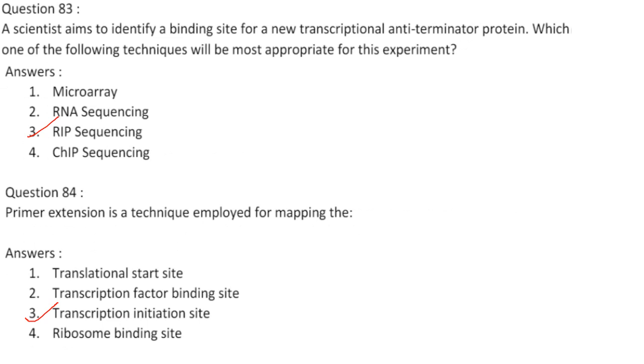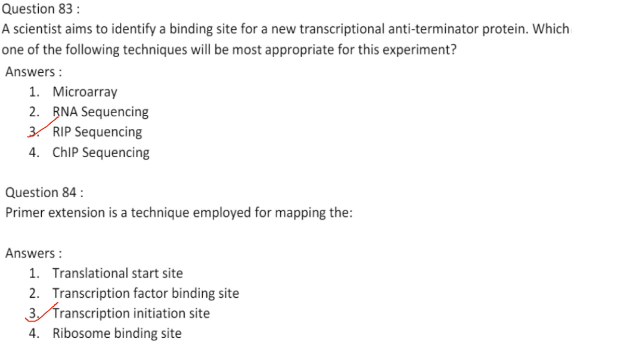Then next one. A scientist aims to identify a binding site for a new transcriptional anti-terminator protein. Which one of the following techniques will be the most appropriate for this experiment? So, anti-terminators suppress the action of terminators and termination factors to increase the expression of downstream genes. Factors that bind to RNA or translocate along the RNA will inhibit termination. So the anti-terminator has to be one that binds to RNA. So RIP sequencing is the most appropriate technique. RIP is a high throughput RNA sequencing method widely used to study protein-RNA interaction, to detect RNA interaction with the target protein. So the answer here will be option 3, that is RIP sequencing.